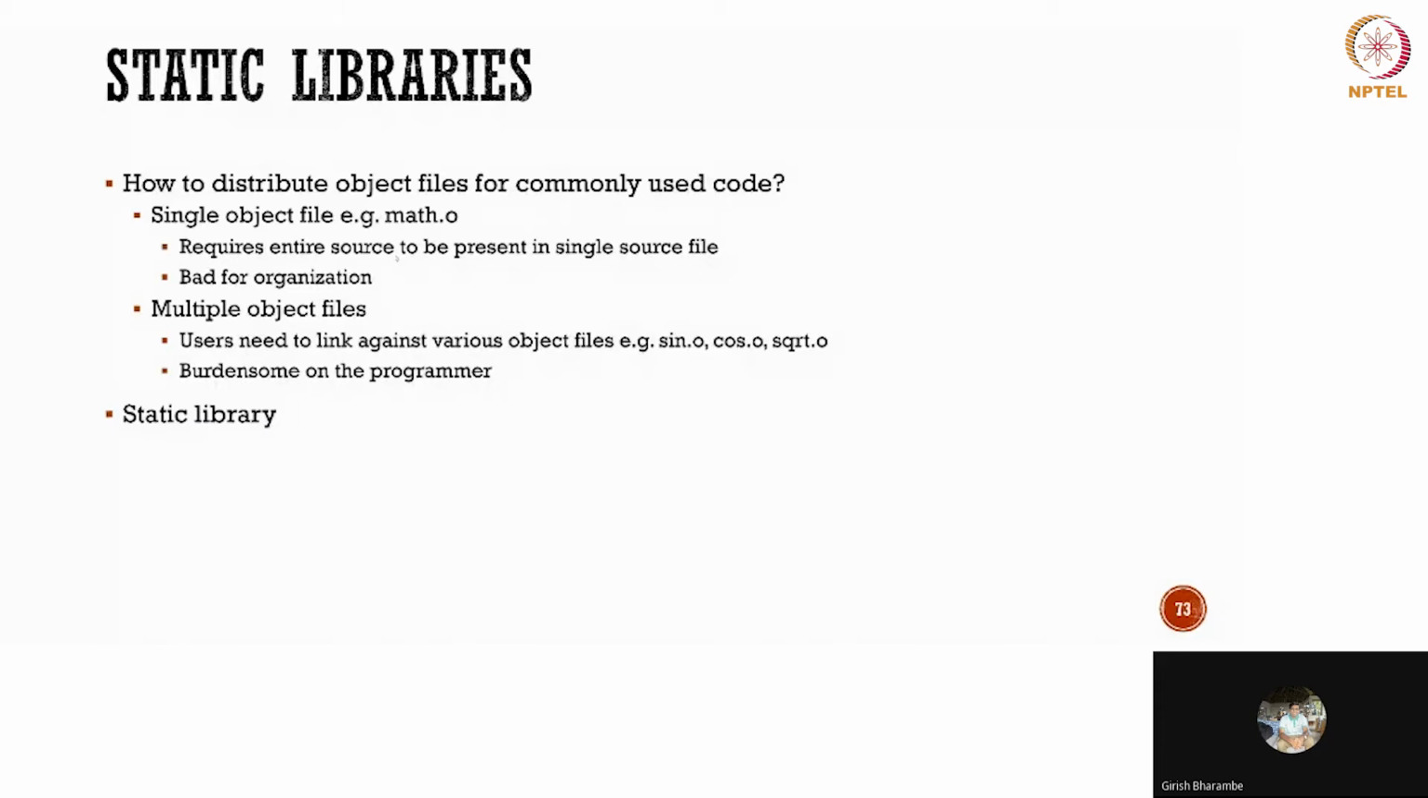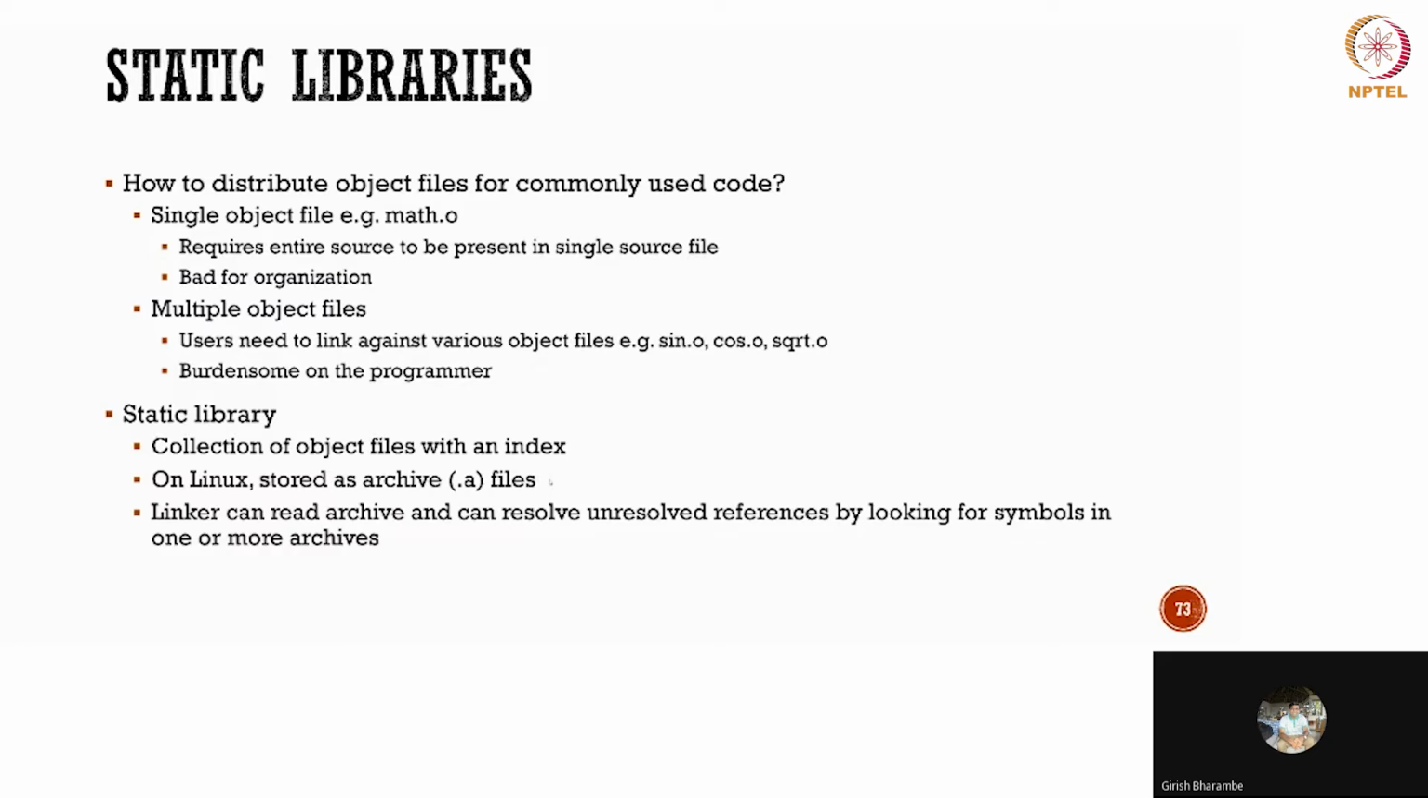So for example, let's say you have A.C, B.C, C.C, D.C, and so many of them. If you change A.C, you'll have to recompile everything else if you wanted to package everything together, right? So typically you will have your code organized into multiple object files. And you can still create a logical unit of these multiple object files using a static library, okay? A static library is nothing but a collection of object files which has an index which says where things are located. On Linux, they typically have .a extensions and are stored as archives.